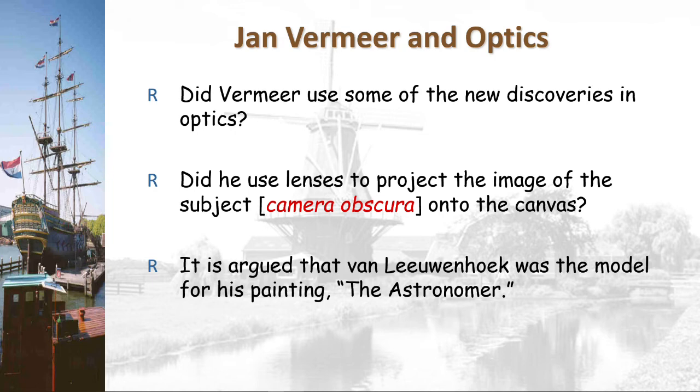Jan Vermeer and optics. Did Vermeer use some of the new discoveries in optics? Did he use lenses to project the image of the subject onto the canvas? It's argued that van Leeuwenhoek was the model for his painting, The Astronomer.